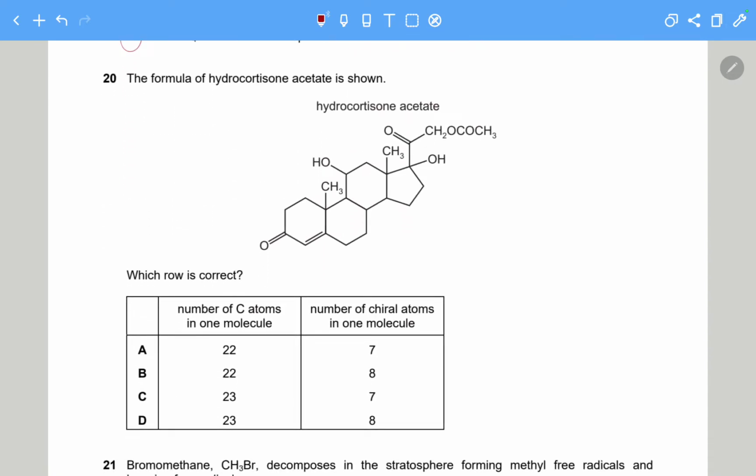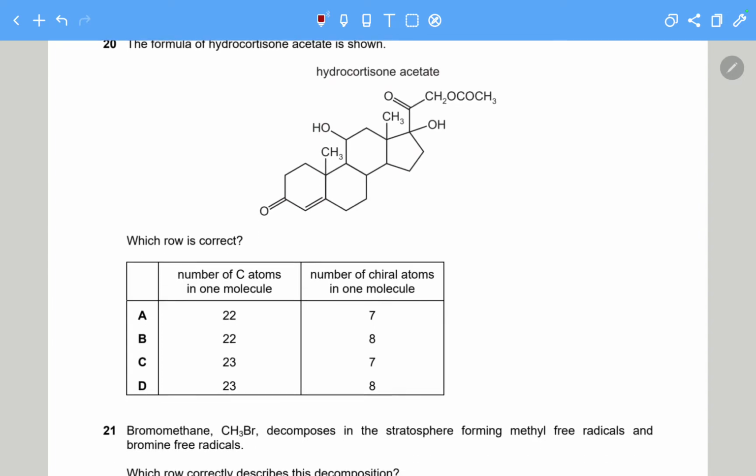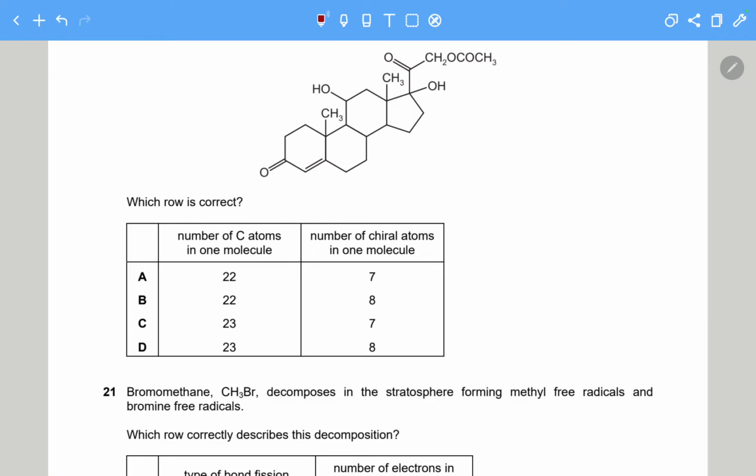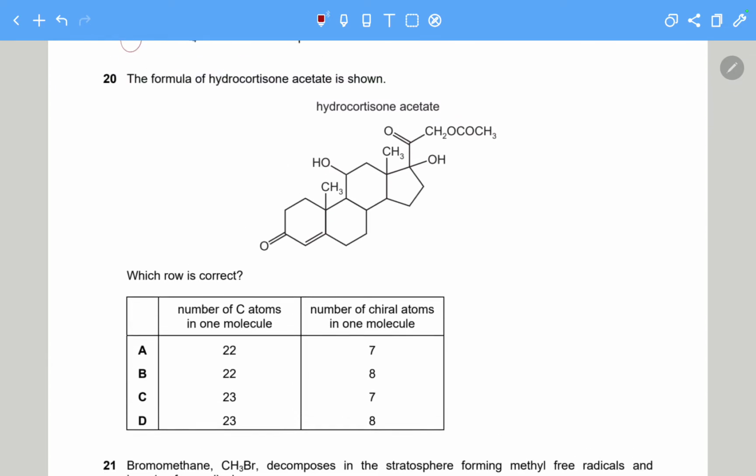Question 20. The formula of a hydrocortisone acetate is shown. So they've given this. Which row is correct? We want to know the number of carbon atoms in one molecule and the number of chiral atoms in one molecule. So let's start with the number of carbon atoms.